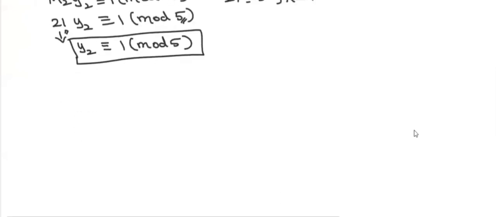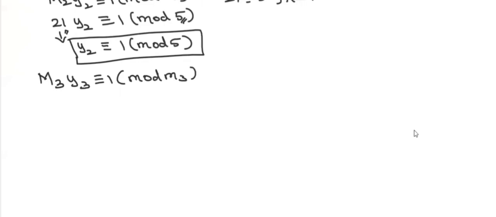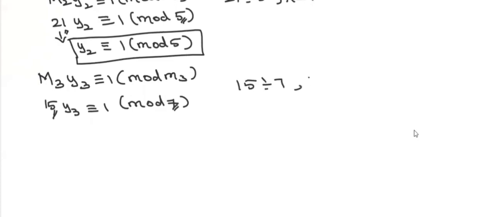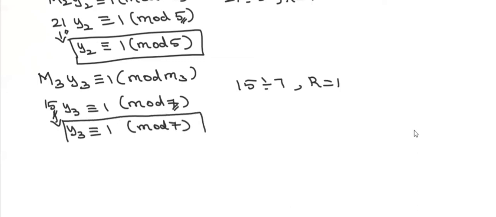Next we have to calculate y3. The same formula: capital M3 y3 congruent to 1 under mod m3. M3 is 15 and m3 is 7, so 15 under modulo 7. 15 divided by 7 has remainder 1, so this is replaced by 1. 1 into y3 is y3 congruent to 1 under mod 7. So directly I'm getting the answer for y3. So we got the answers for y1, y2, y3.